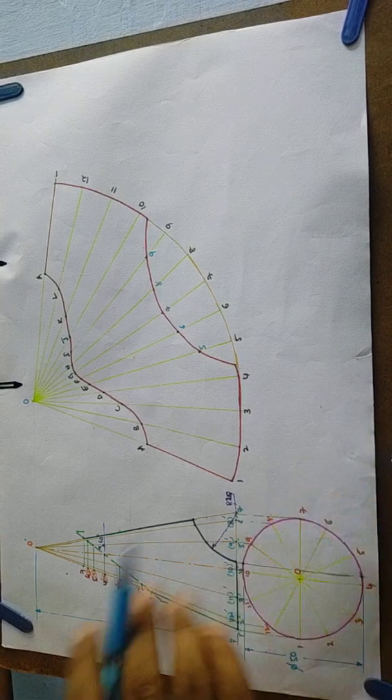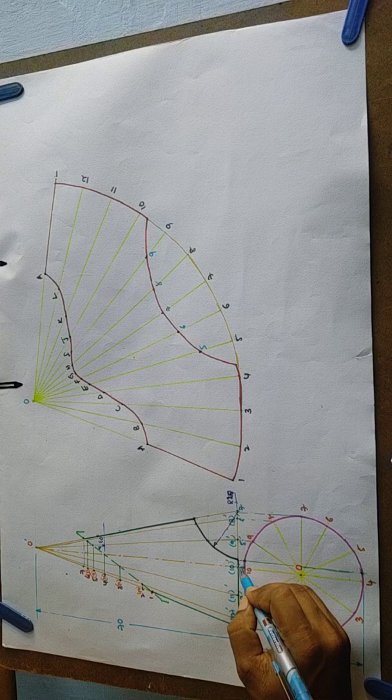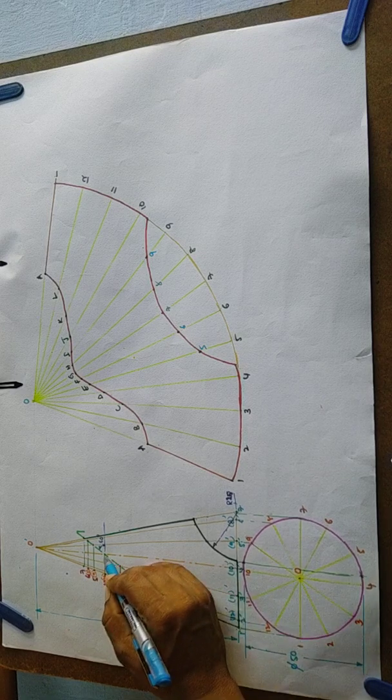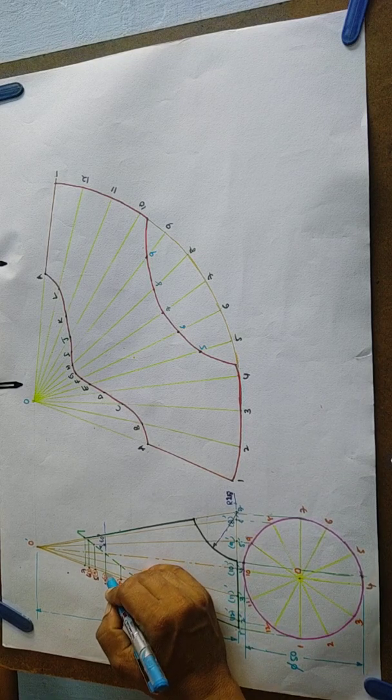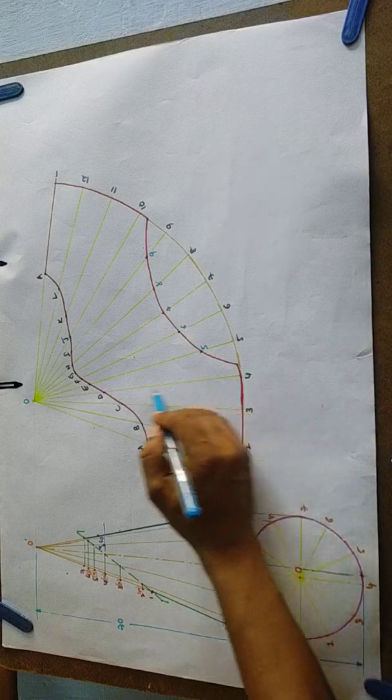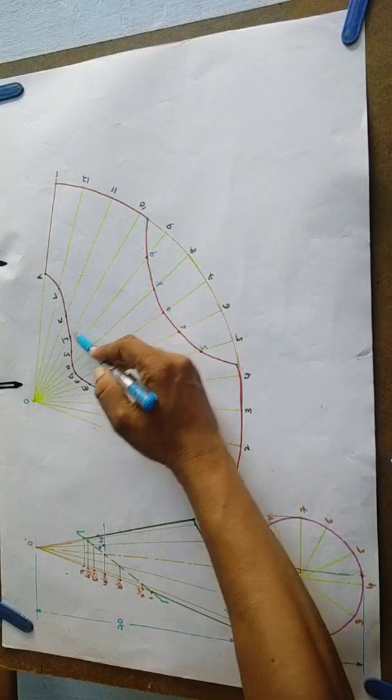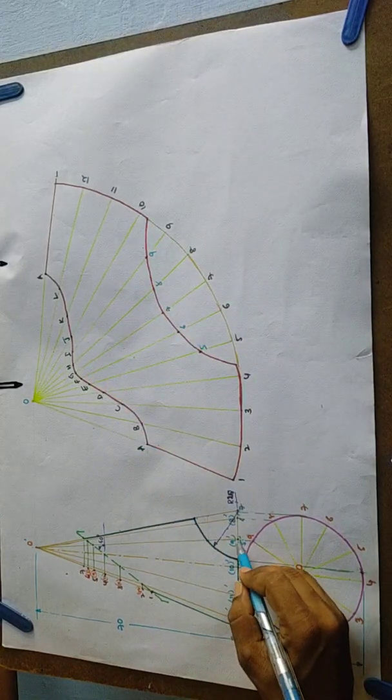Now the next point is the 4th and 10th line. The 4th and 10th lines are cutting at this side, so measure this length and transfer on the 4th line as well as the 10th line. Next, the 5th and 9th line.